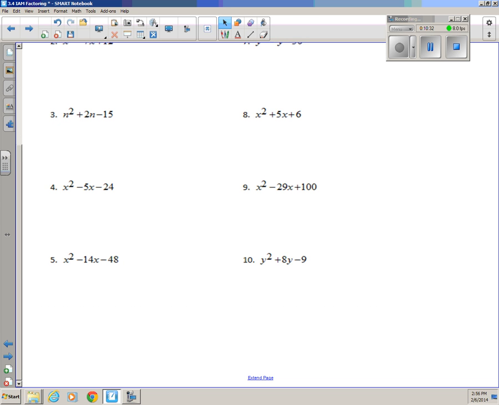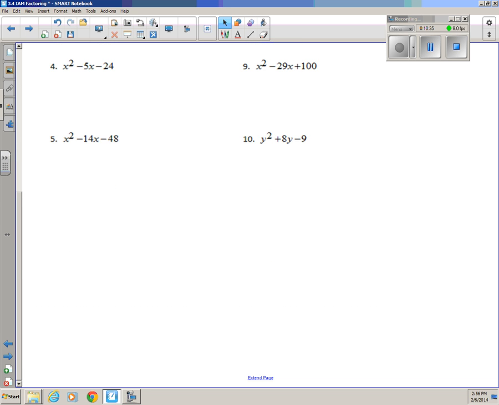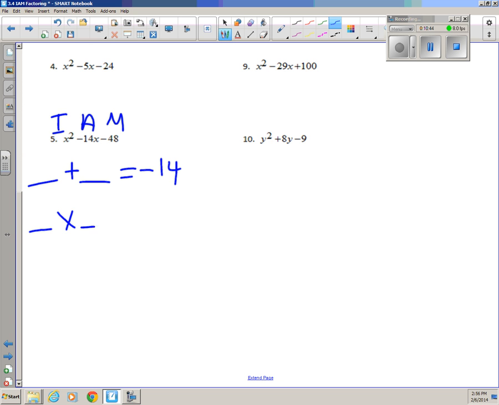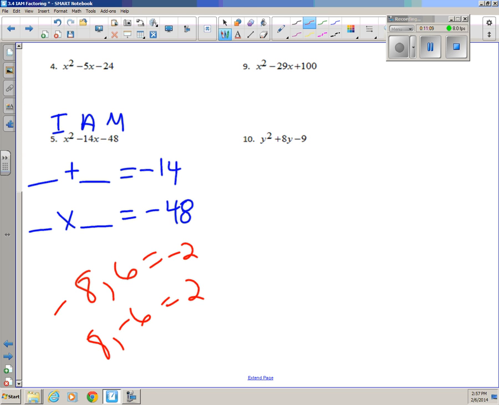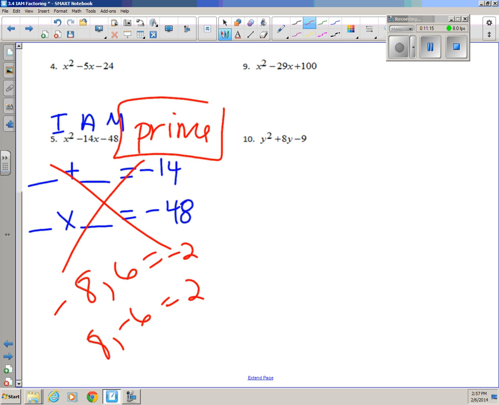I'll tell you 5 happens to be one of them. If I take a look at number 5 on the homework sheet, I'm looking for two numbers that add to negative 14 and multiply to negative 48. As I go through my list of numbers, 8 and 6 are the ones I'm really going to want to work with. But if I take 8 and 6, because that's where I see 14, my signs have to be different. If I make the 8 negative, my sum is negative 2. If I make the 6 negative, my sum is positive 2. There's no way to get this 14 to come out. So this doesn't work, and this we would call prime.